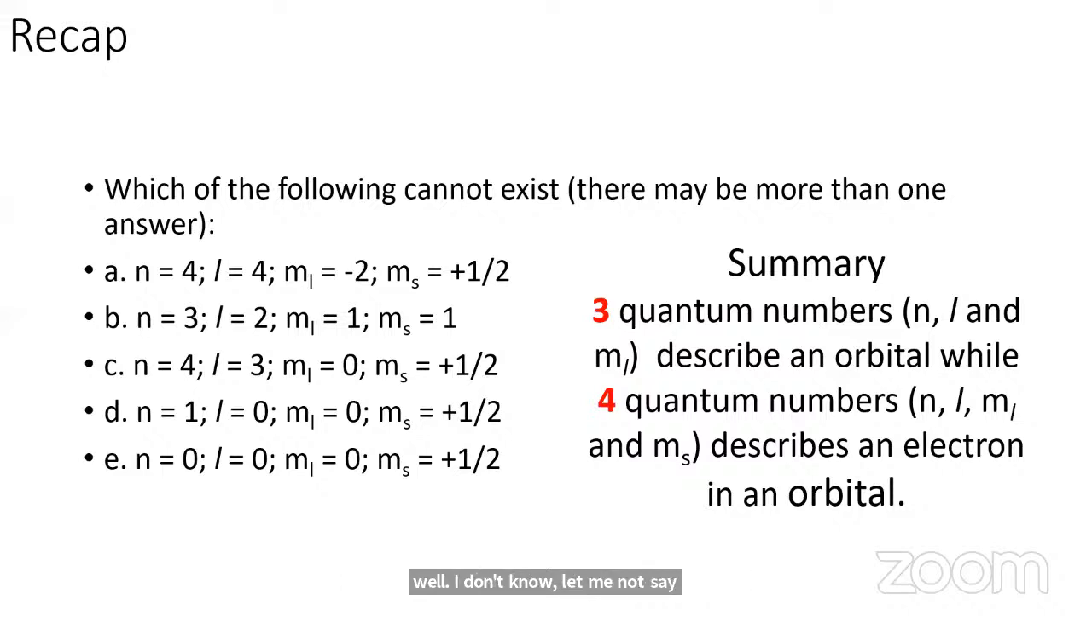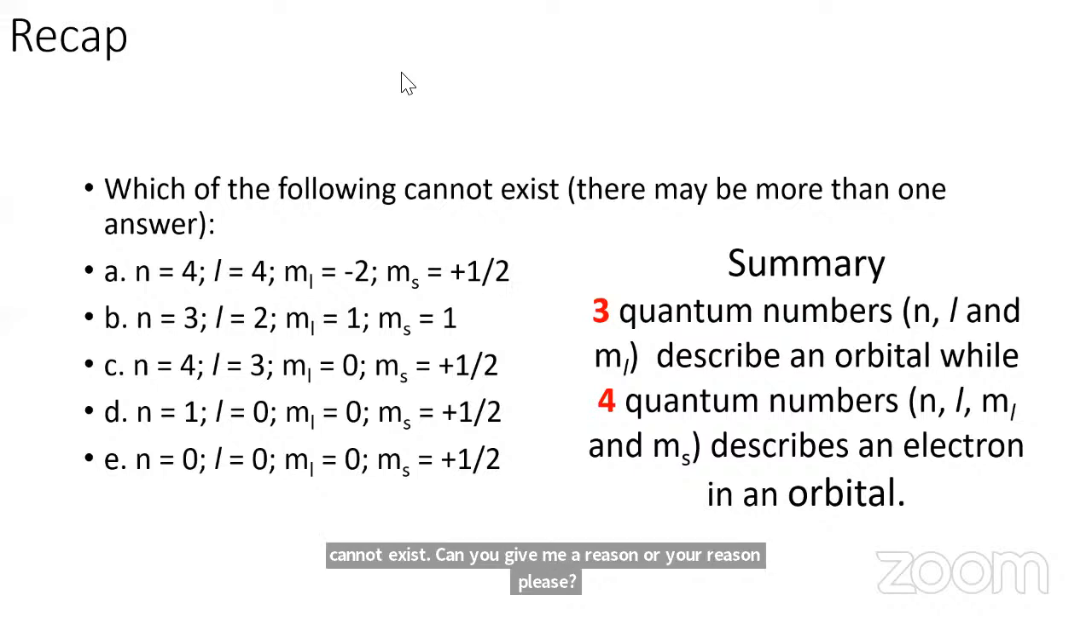B says N equal to 3, L equal to 2, ML equal to 1, MS equal to 1. What do you think about B? Can B exist? I'm coming back to the chat. Good, Omokaro, it cannot exist. Please, what is your reason? B cannot exist. Correct. Can you give me your reason, please?